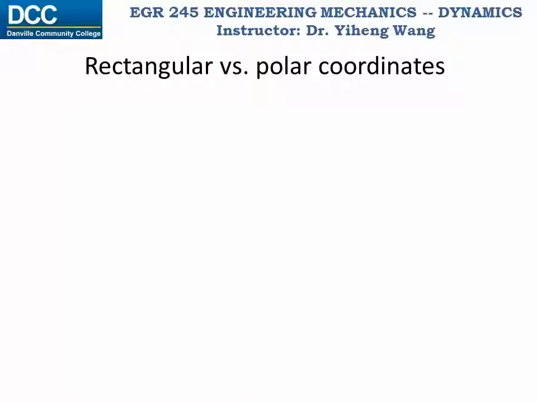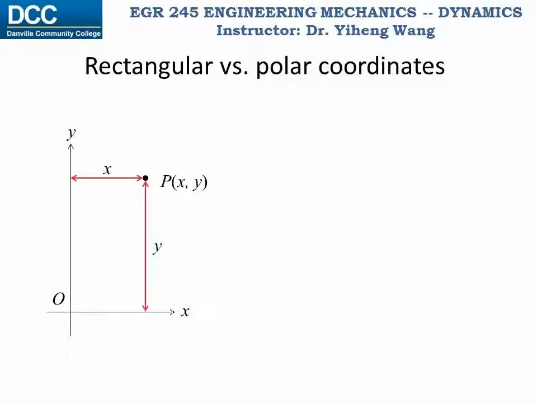You have probably already learned about polar coordinates, but just as a quick review, here we have a rectangular coordinate system that we are most familiar with. On this coordinate system, we have a point P represented by its xy coordinates. The x coordinate represents the distance from the y-axis, and the y-coordinate represents the distance from the x-axis. But this point can also be represented by a pair of different coordinates, r and theta.